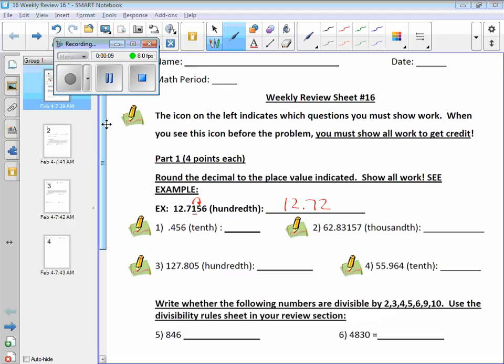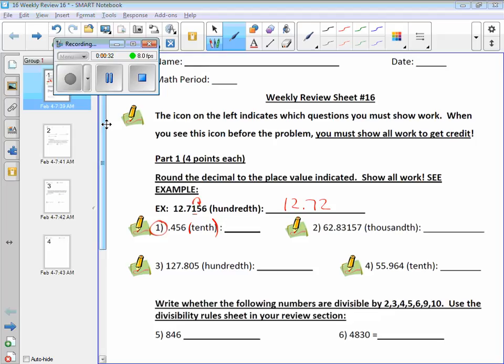I'm going to start off here with some rounding off to the nearest place value indicated. Note that the example was done on your sheet, and I'm actually going to show you another one here. I'm actually going to do number one. The first thing that you want to do is look at the place value that's being identified in the parentheses. And it tells us for number one that we're going to round to the nearest tenth.